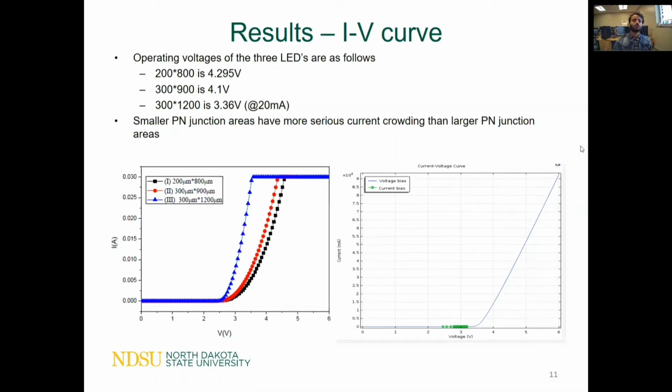Hi, I'm Kishore. This is the IV curve from both the paper and from our simulation. From this curve, we see that operating voltage changes with PN junction area, and the operating voltage is maximum for the smallest PN junction area and vice versa.